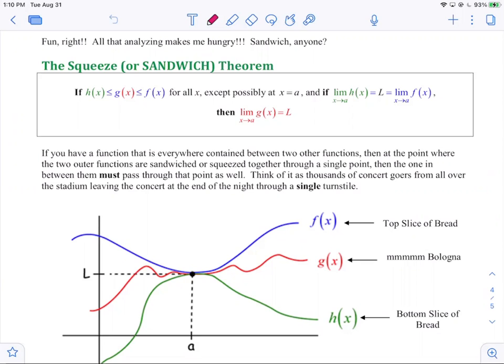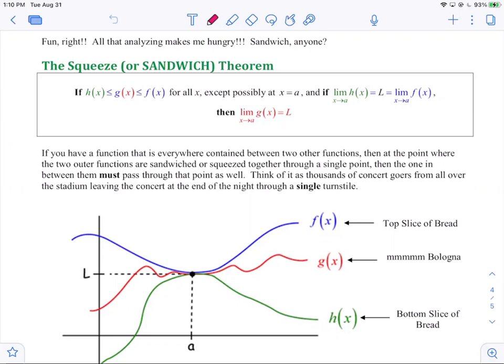They both kind of have the same connotation, right? Of yummy goodness, nutrition. No, thanks. They both have the same connotation of squishing, smushing. There's a lot of different words, right? The squish theorem, the smush theorem, the press between theorem.